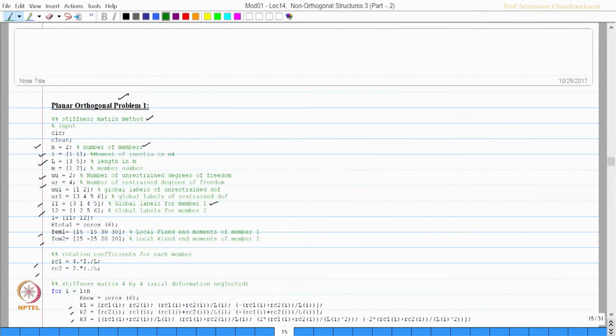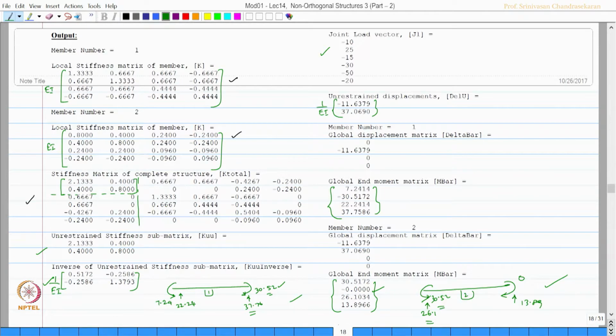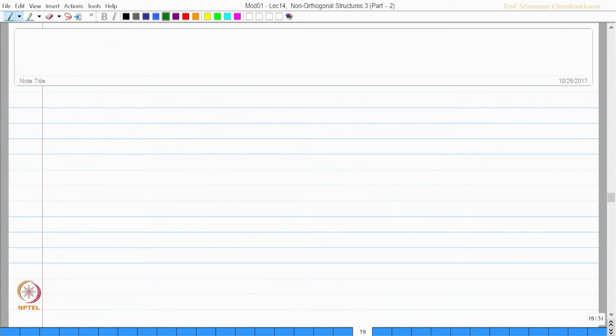This is the code what we have. We are giving the full code for your understanding. You can rerun the program again and try to get the results. Similarly, we can also solve the second problem which we did. If you remember, the second problem was example 2 of orthogonal structure.